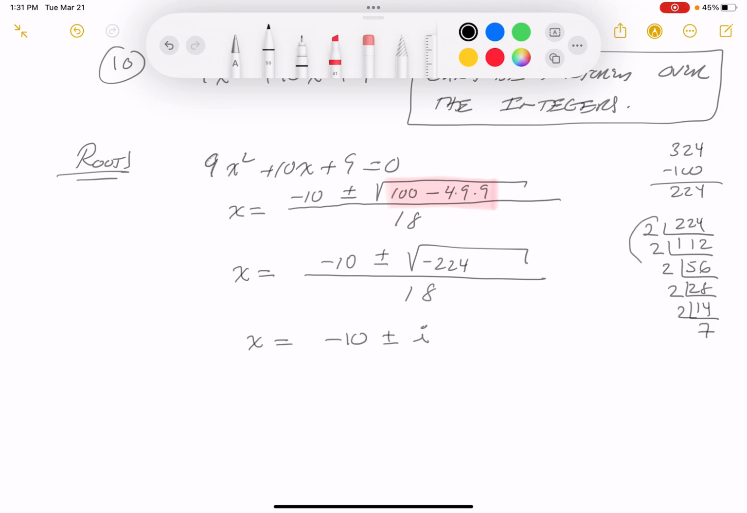I'm starting to realize there's perfect squares in it. They're all over the place, all right? So what do you get? Well, that's going to be 2 times 2 is 4 times 2 is 8 times 2 is 16. So the square root of 16 is 4. So I'm going to say 4i.